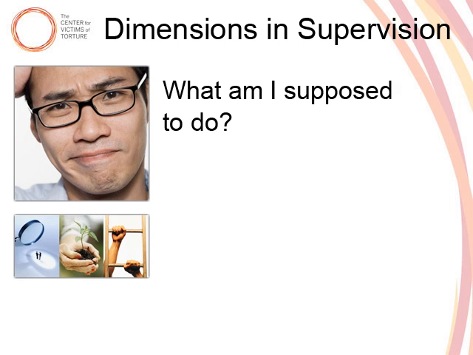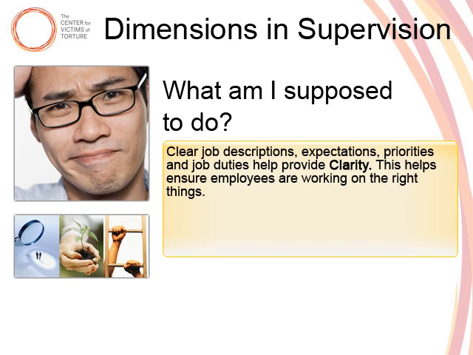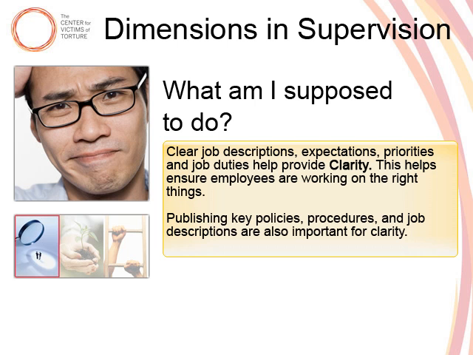What am I supposed to do? People want to know exactly what is expected of them in their work. In many cases, job descriptions are not clear. Supervisors have not specified their expectations, or employees and supervisors hired for specific jobs are asked to perform other duties. Clarity can help ensure employees are working on the right things and understand the priorities. As we'll discuss later in this lesson, publishing key policies, procedures, and job descriptions is important to providing that clarity.